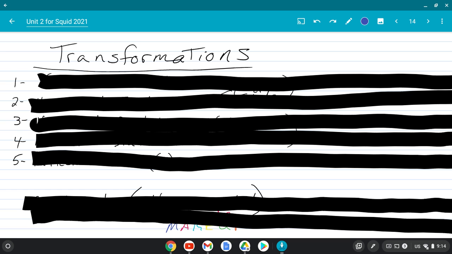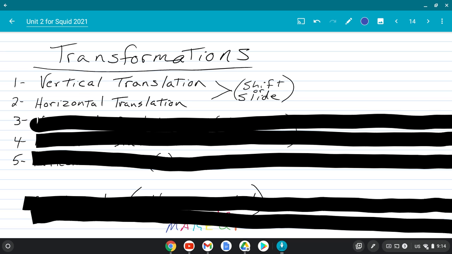Okay. The next one is a dilation. A dilation is where we stretch or shrink something. We make it bigger or we make it smaller. And the final one we're going to worry about is a reflection, where you flip flop it or mirror it across something. Those are the three ones that we're going to worry about.